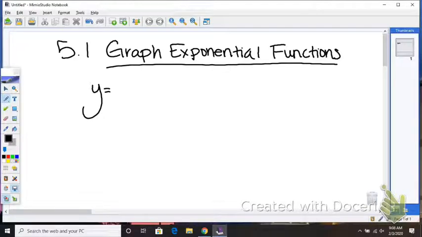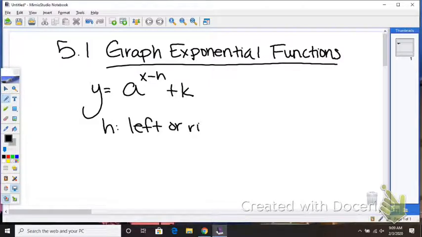So we have y equals a to the x minus h plus k. So we have h's and k's again, just like we did with, well, a bunch of different shifting graphs. Does anybody remember what the h tells us? Left or right. And what's exciting about the h? It's opposite. We always look at the opposite. So if it's plus, you're going left, and if it's minus, you're going right.